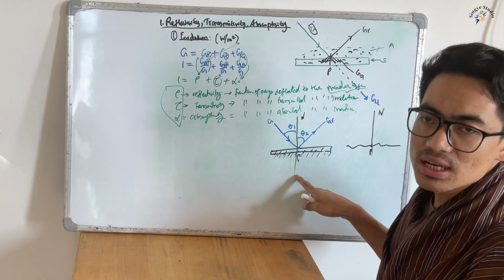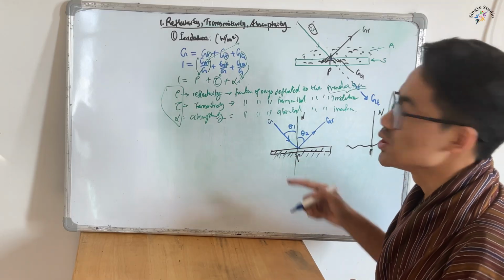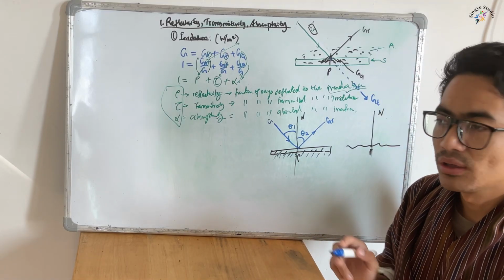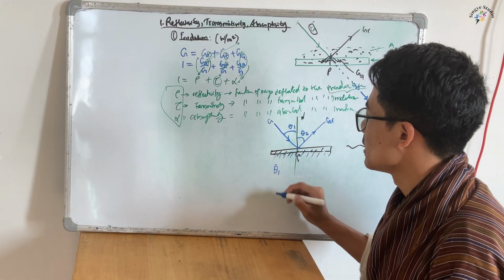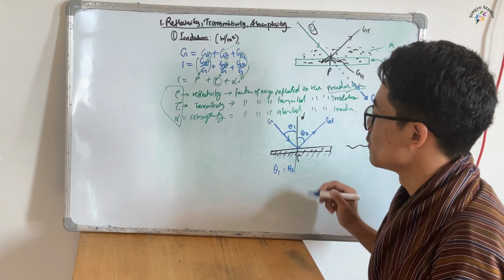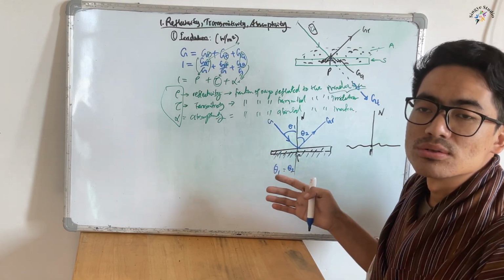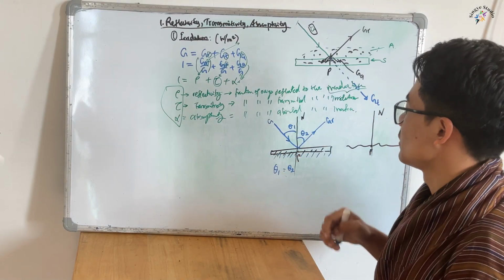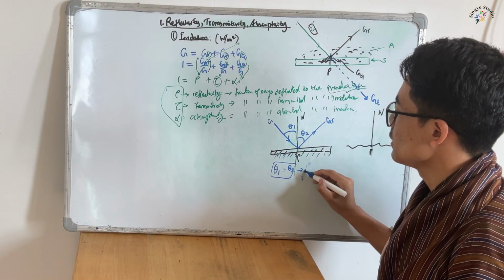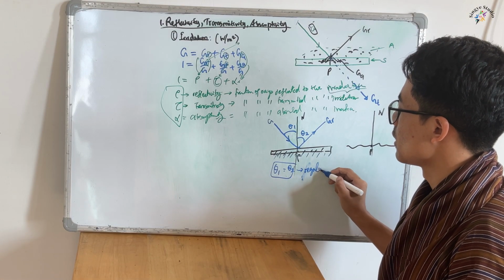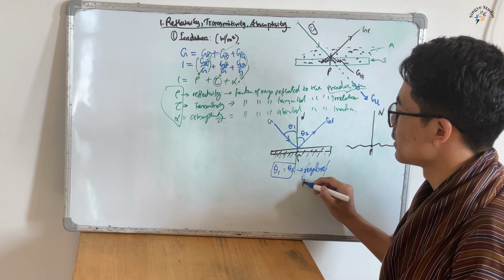If this is a very smooth surface, you know it will follow the laws of reflection. The laws of reflection say that θ1 equals θ2, which means the incident angle will be equal to the angle of reflection. This is called regular, or you can say perfect, reflection.